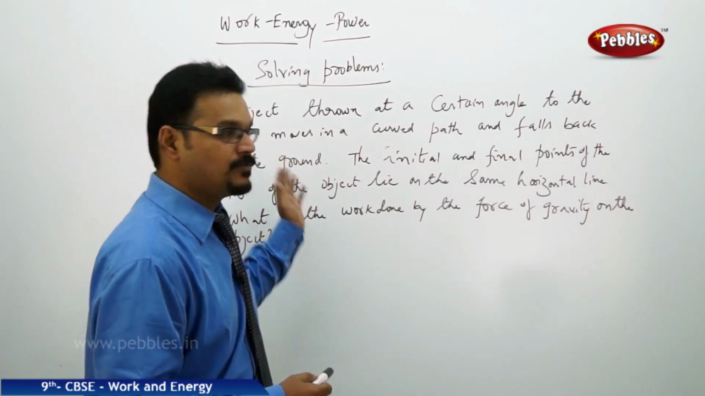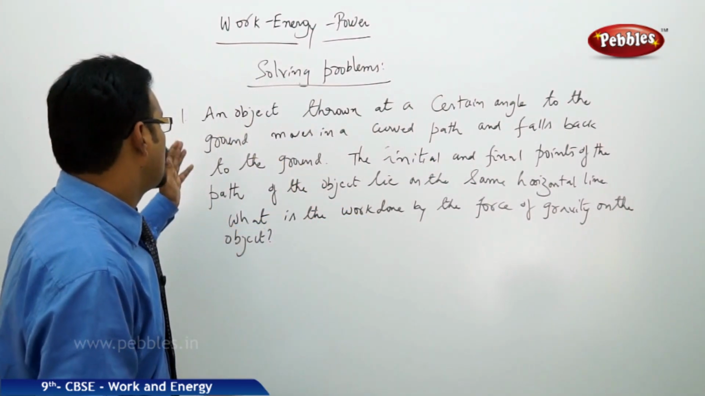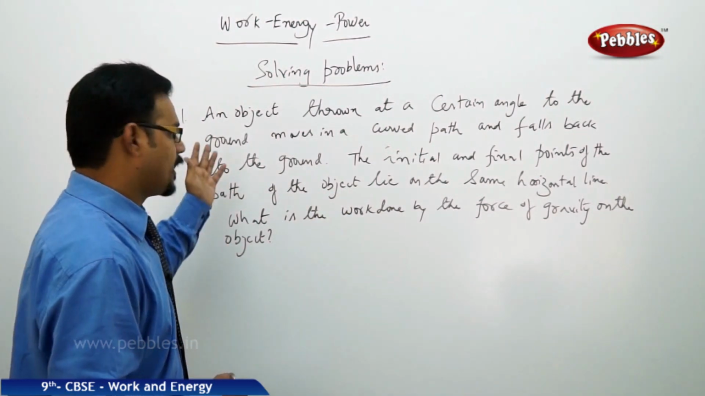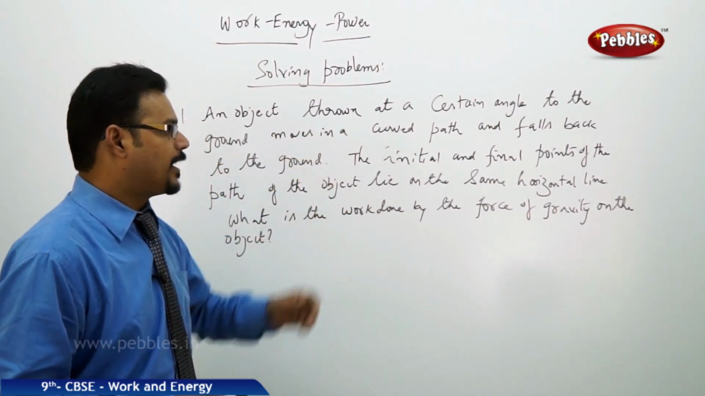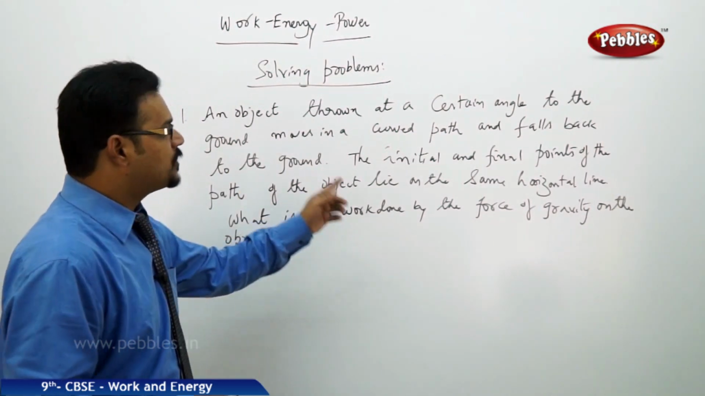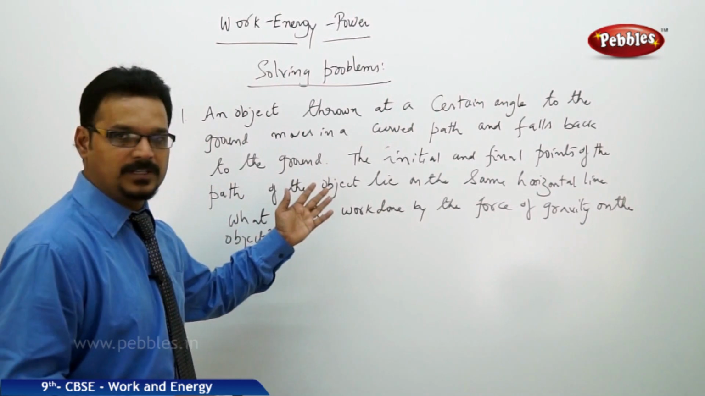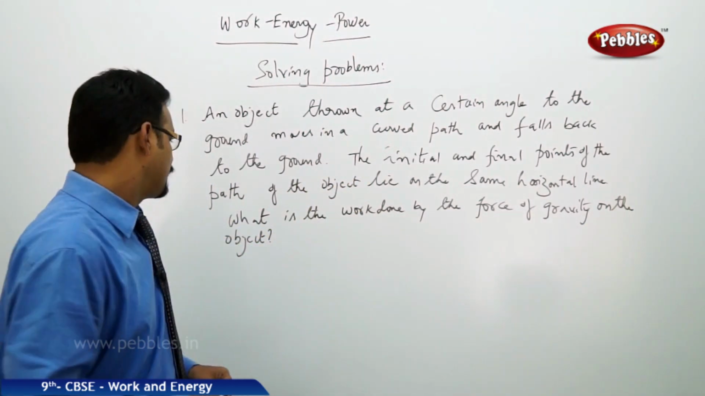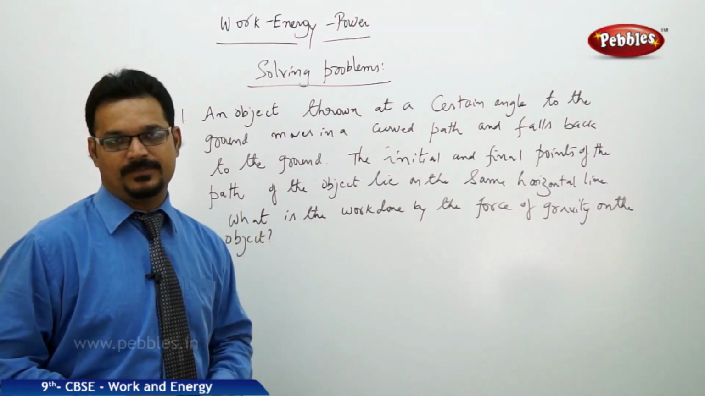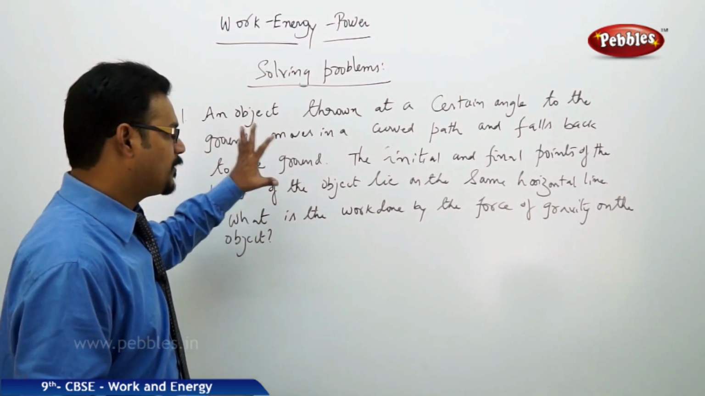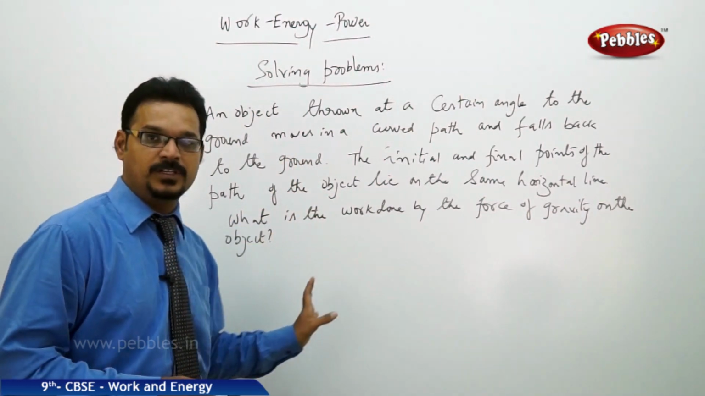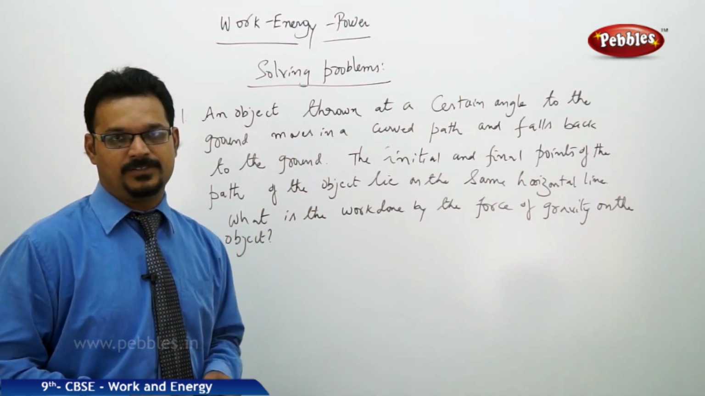So the first numerical for you: an object thrown at a certain angle to the ground moves in a curved path and falls back to the ground. The initial and final points of the path of the object lie on the same horizontal line. What is the work done by the force of gravity on the object? It seems to be a big question, but it's not a very big question if you frame the whole question in terms of a pictorial representation.